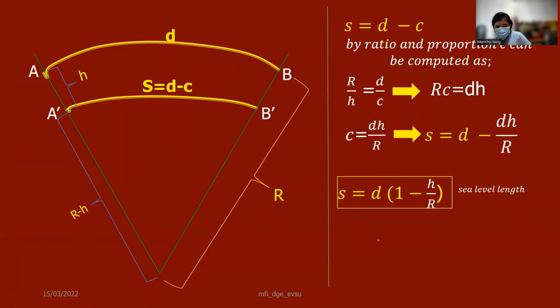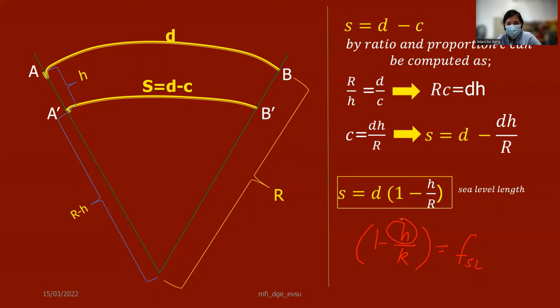So this is 1 minus H over R. This is also known as FCL, or our C level factor. Our FCL will change accordingly with respect to the height or elevation of the point. Magdidepende siya kung yung elevation mo or lower or higher.